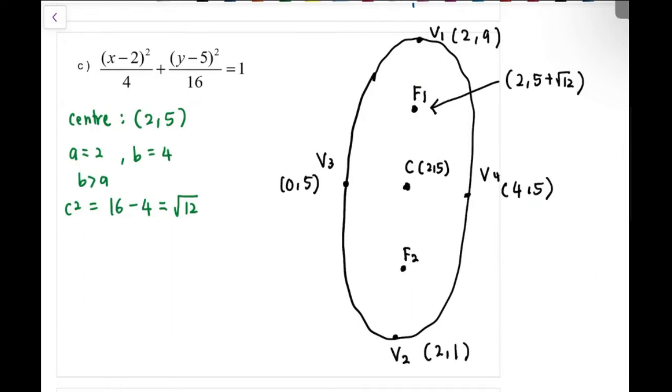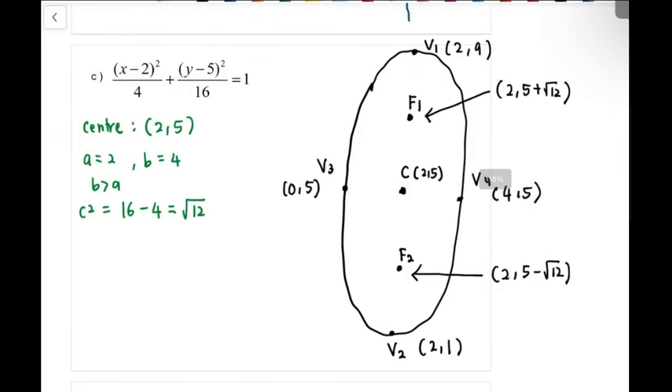So for F2 sama juga. So 2 fix. 5 minus root 12. Biar je koordinat tu dalam surd. Jangan risaulah. Dia okay je. Alright. Settle. So last one. We have to label the origin. Pasti mesti label sebab soalan ask us to sketch.